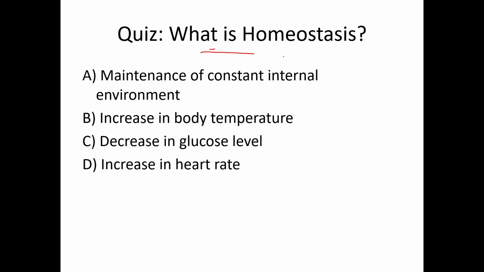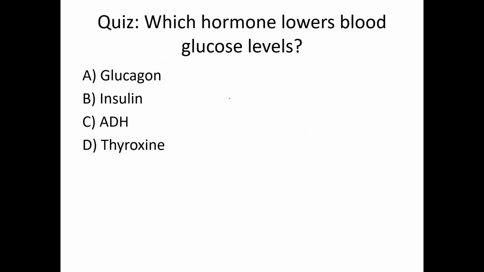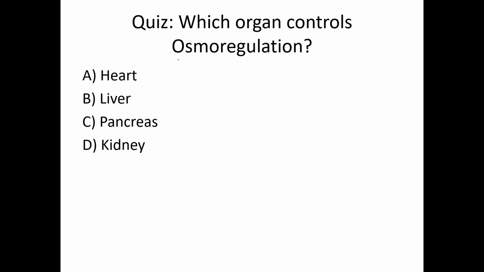Let's do some questions. What is homeostasis? Maintenance of a constant internal environment. This is called homeostasis. What happens during vasodilation? Blood vessels widen. Which hormone lowers blood glucose levels? Insulin. Role of insulin: lowers blood glucose, increases glucose uptake by cells. Role of glucagon: converts glycogen into glucose. Which organ controls osmoregulation? Kidney, obviously.